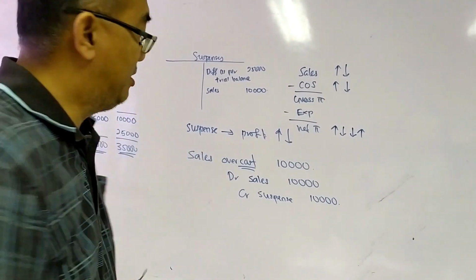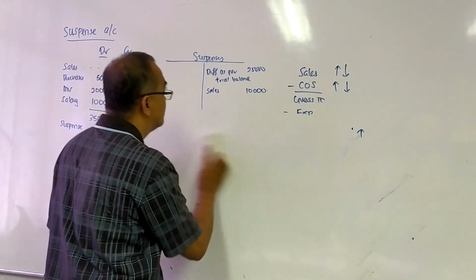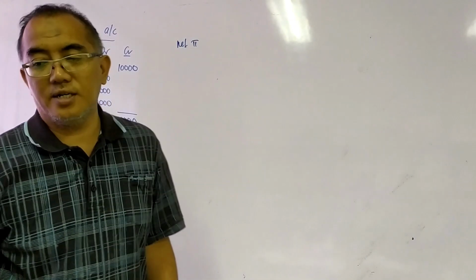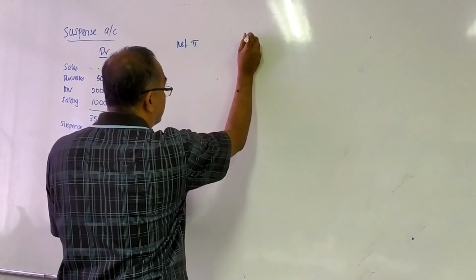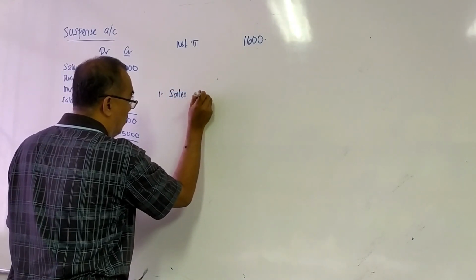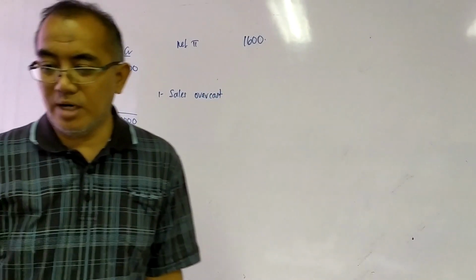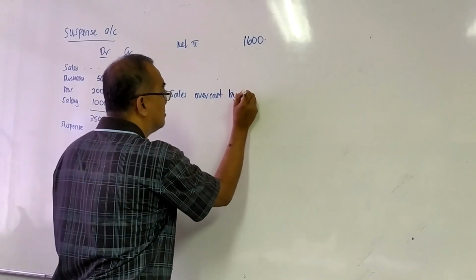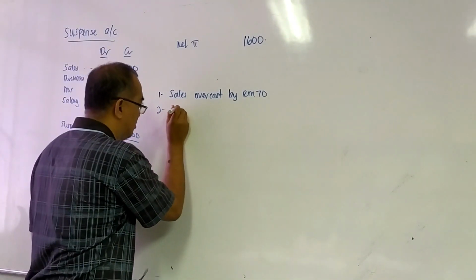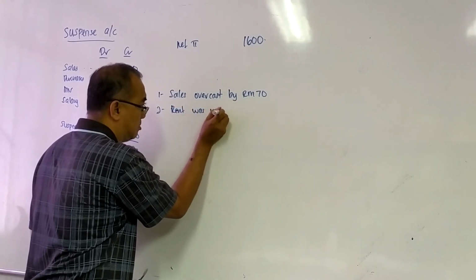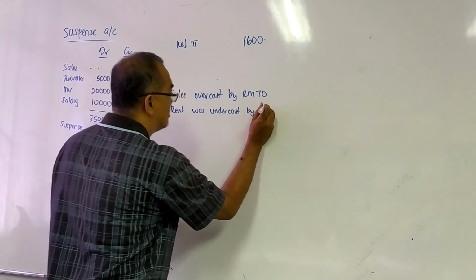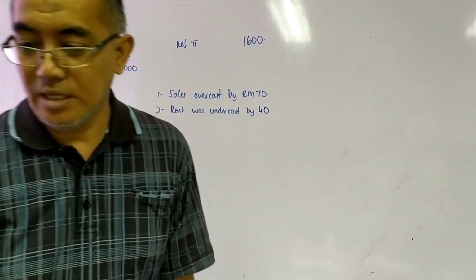Okay, let's say I give you a net profit now of 1,006. First problem: sales are overcast by 70. Number 2, rent undercast by 40. Number 3, cash 50.